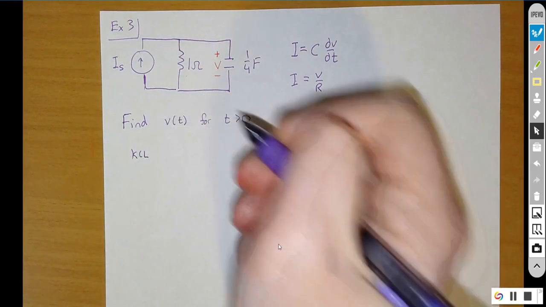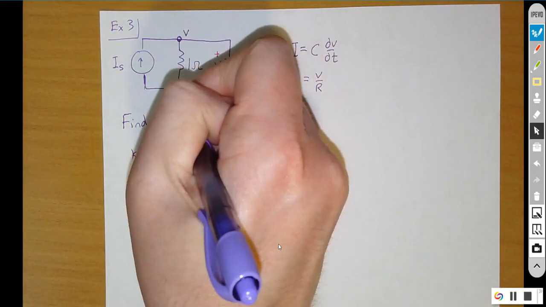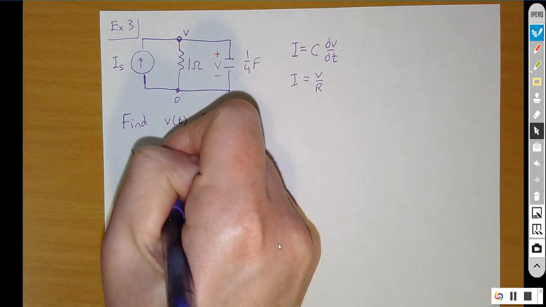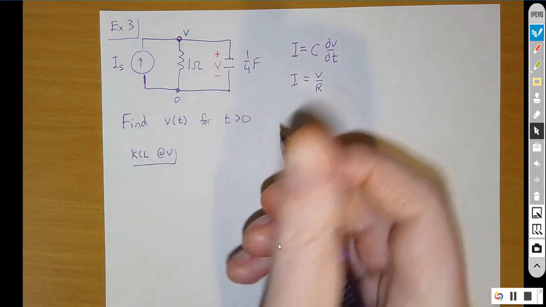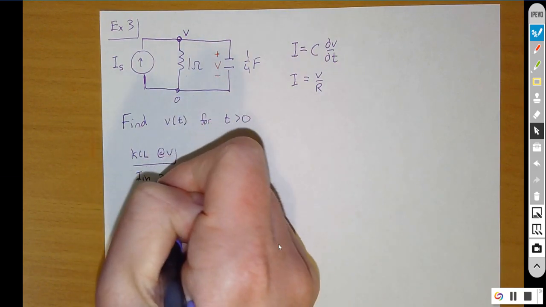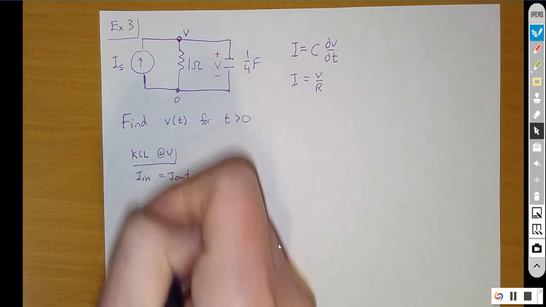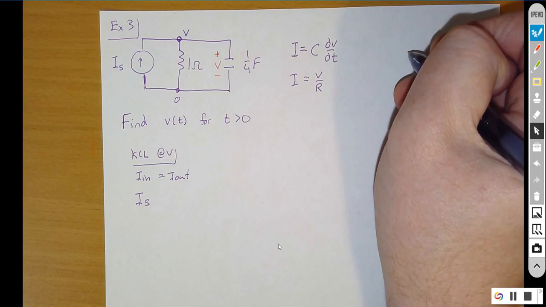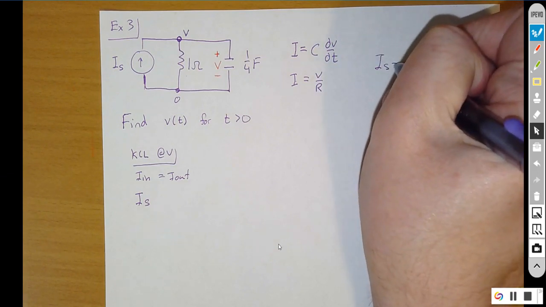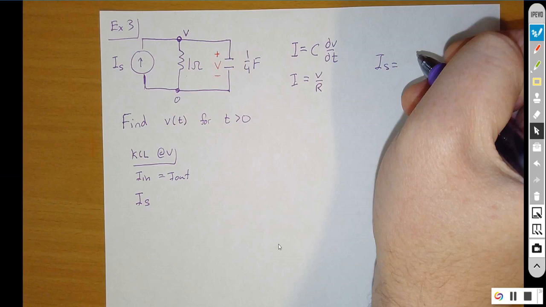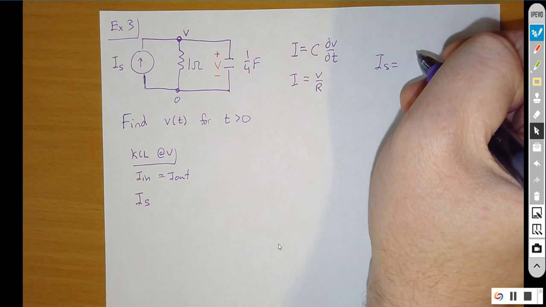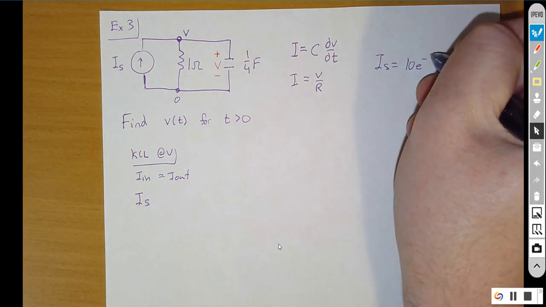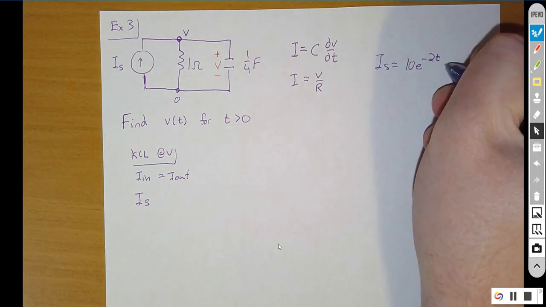And I'm going to set this up such that we have our voltage V at the top here, and we have a ground down here at the bottom. So we're going to do a KCL at V to get started. And that is current in equal to current out. Our current in is IS. So IS was given to us, I'll write that over here real quick. It is 10e raised to the negative 2t, u of t.